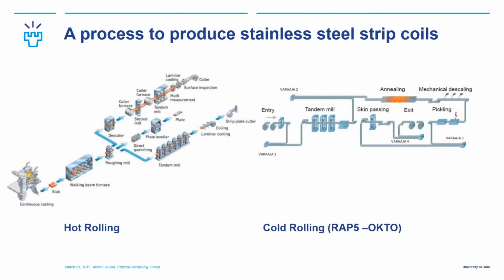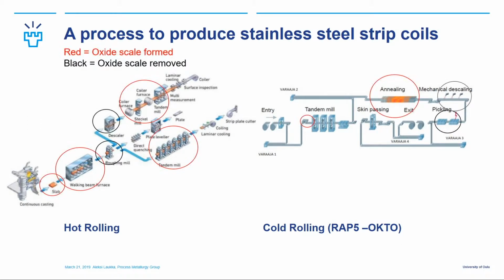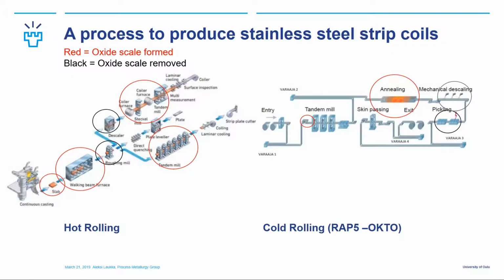Here is the same process chart as before. So we have the hot rolling and cold rolling side. And shown in red circles here, we have places where oxide scale can form, and in black where oxide scale is removed in one way or another. So, starting from the left here, we have the casting. We have the slab coming out of the casting machine, and it is put to the walking beam furnace prior to hot rolling. Both of these processes produce oxide scale.